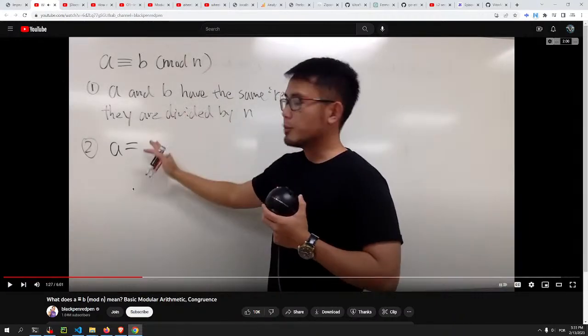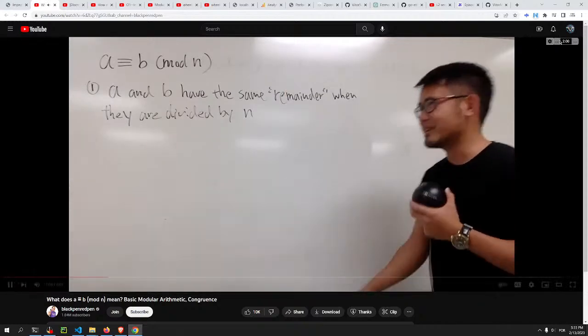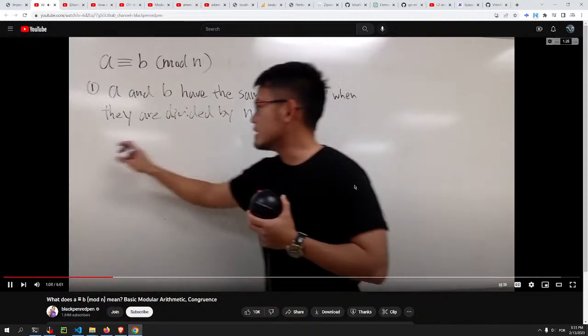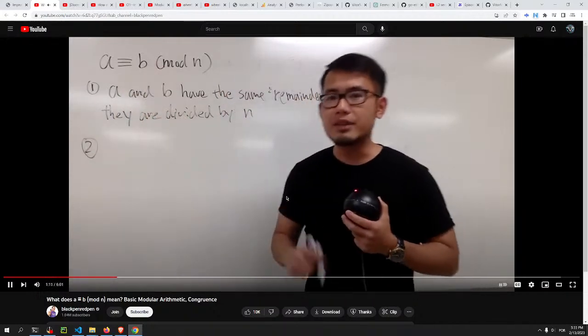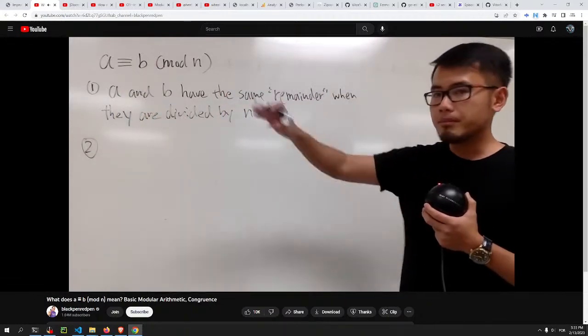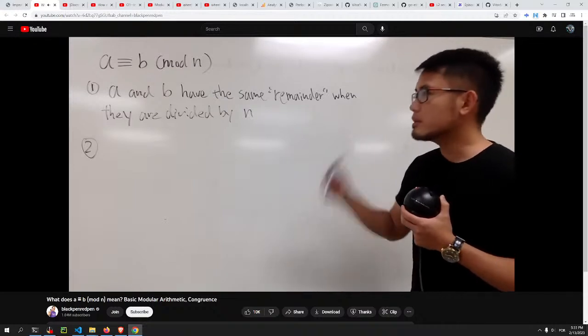I'll go back to when he explains this part here. Okay, so this is the first way to interpret this notation: a and b have the same remainder when we divide a by n and when we divide b by n. So that's the first thing.